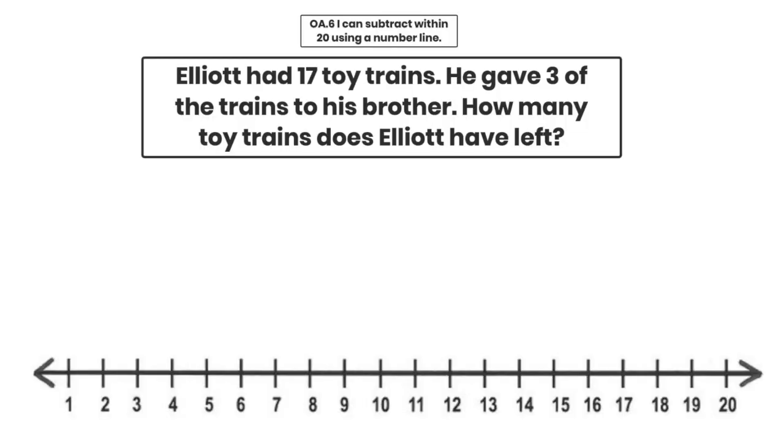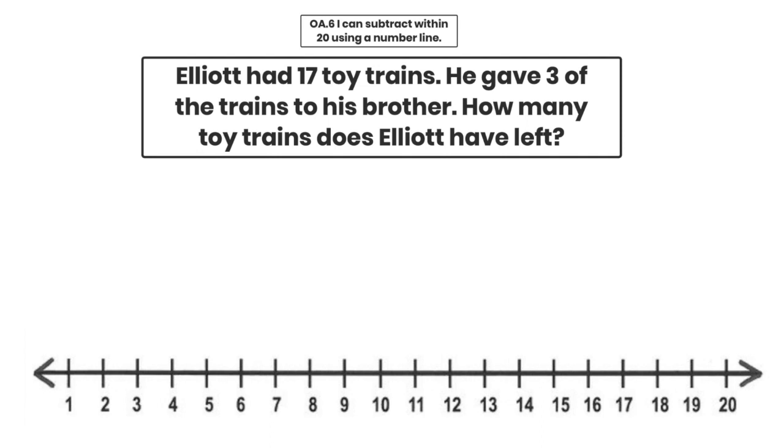The standard is OA6. I can subtract within 20 using a number line. Let's begin. Elliott had 17 toy trains. He gave 3 of the trains to his brother. How many toy trains does Elliott have left?